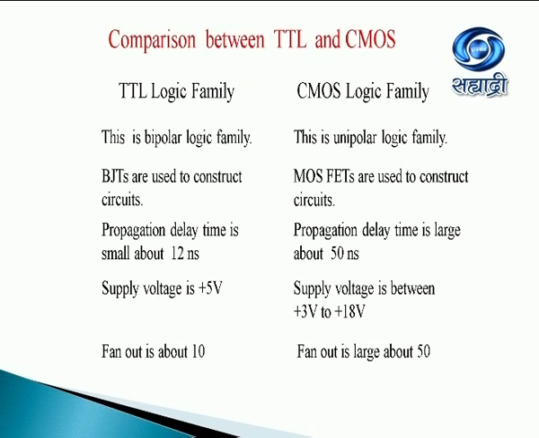Now, comparison between TTL and CMOS. TTL logic family and CMOS logic family. TTL is bipolar logic family. CMOS is unipolar logic family. BJTs are used to construct circuits. MOSFETs are used to construct circuits. Propagation delay time is small, about 12 nanoseconds. Propagation delay time is large, about 50 nanoseconds.